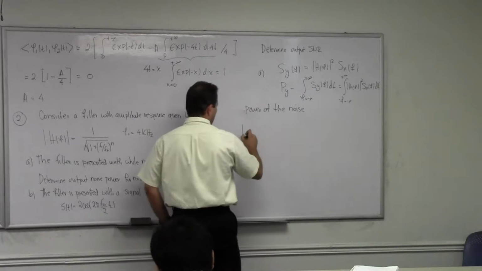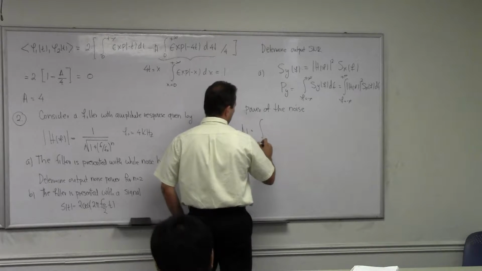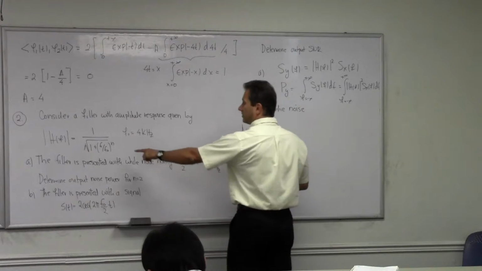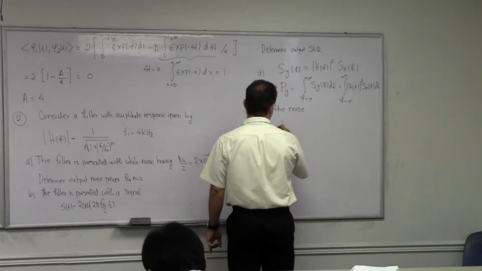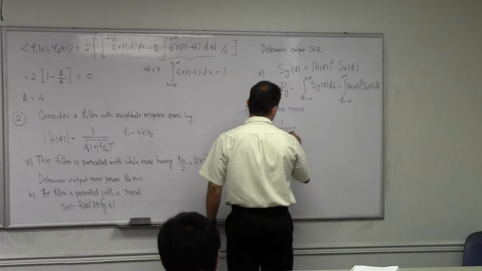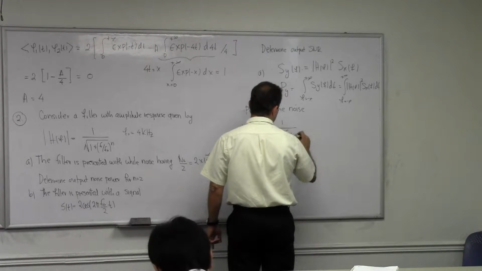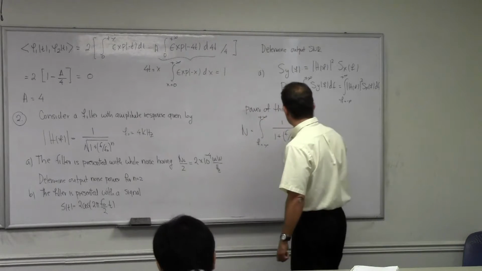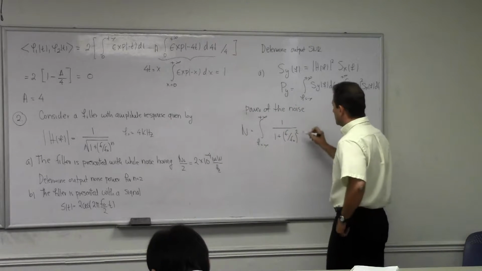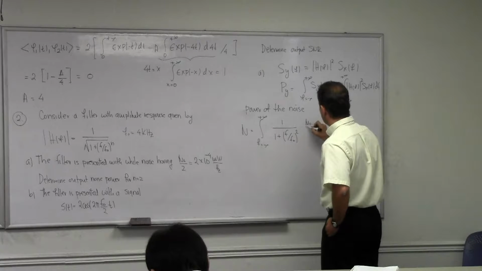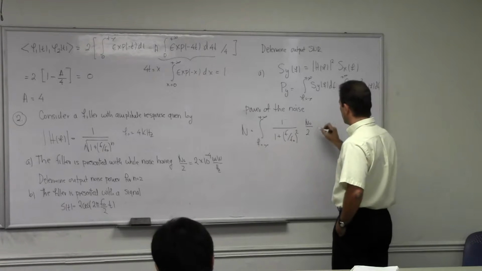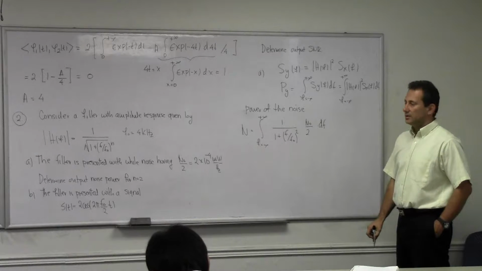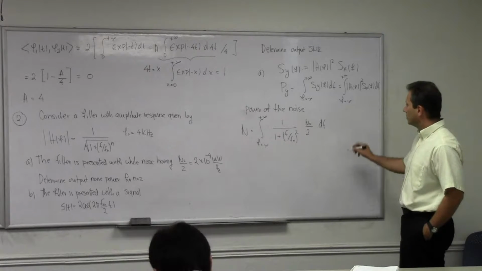And let me call it n, is going to be the integral when f goes from minus infinity to plus infinity of |H(f)|squared. So it's going to be 1 over 1 plus f over f0, to the power n. Now we are asked to calculate only for n equal 2. So it's going to be this, times the power spectral density of the input, which is N0 over 2, times df. Right, so that's our power of the noise.